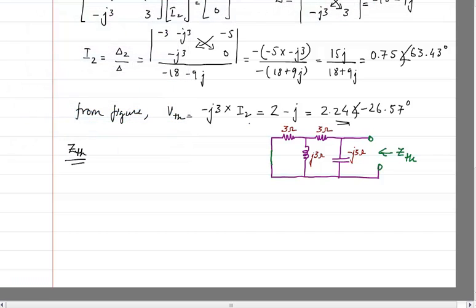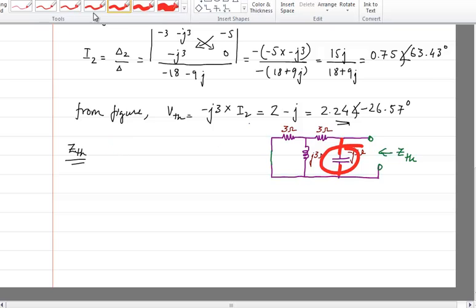Okay, so for finding ZTH, you can see here again, those who are not familiar with series, parallel and all, have a look here. 3 is having one element here, another element here, which is connected to this element and this element. So 3 and this 3j or j3 are parallel. Now that parallel combination I can write as a single one that will be in series with 3. That total will be again in parallel with this one.